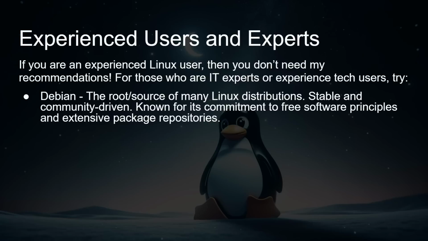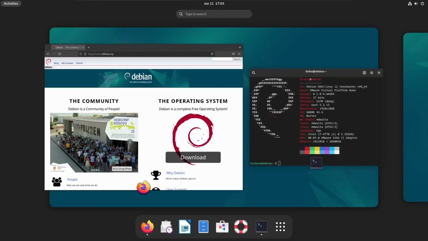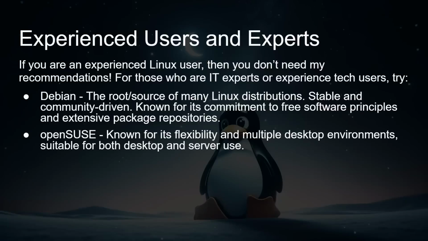Debian is the source really of many Linux distros. Ubuntu is based on Debian, and then Debian is there as a thing itself. So it's stable, community driven, known for its commitment to free software. It doesn't like including anything that's not free, even in a binary blob for a driver or something like that. It's like, no, we want to keep everything as open source as possible. Extensive packages available, and there is a Debian running there on the desktop, running GNOME, of course. So again, same kind of thing.